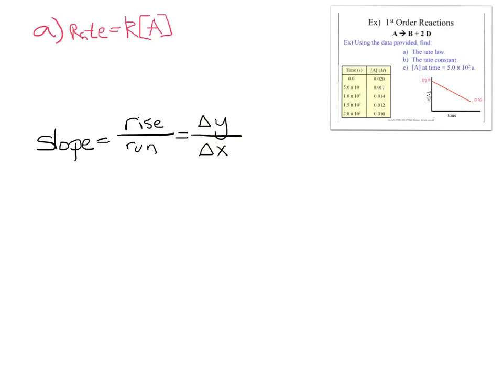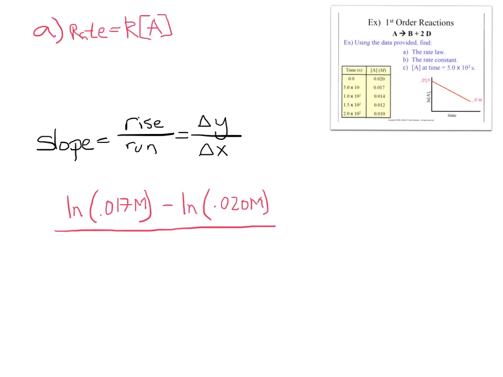when we subtract them. So what that means is I'm going to do from 0 to 500 seconds, or to 50 seconds. And that means I'm going to find the slope as the natural log of 0.017 molar minus the natural log of our initial, which was 0.020 molar. And then divide that by the change in x, which would be the change in time, and that is going to be 5.0 times 10 to the first seconds. What that's going to get for us then is the slope.